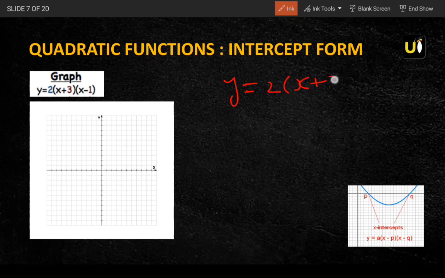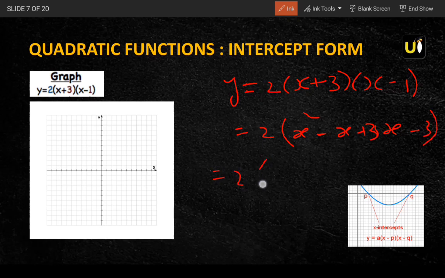So how do we know that this is a quadratic function? It's not a quadratic equation, it's a quadratic function. Let's check what this equation will be. Multiplying these two, x square minus x plus 3x minus 3. That means x square plus 2x minus 3. So here we got this equation in the previous form. This is the general form, whereas this is the intercept form of a quadratic equation.